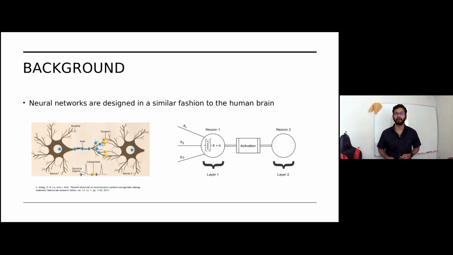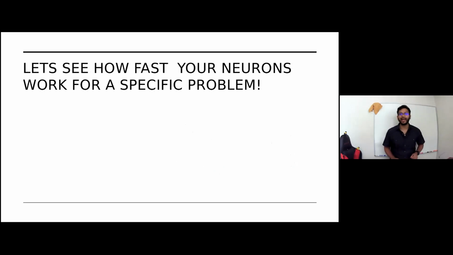Now, I'm assuming everybody here has brains. That's a good thing. You should have at least one. If you have more than one, there's an issue, but that's another problem for another day. So we're going to see how fast your neurons actually work. Can everybody in the chat say yes?